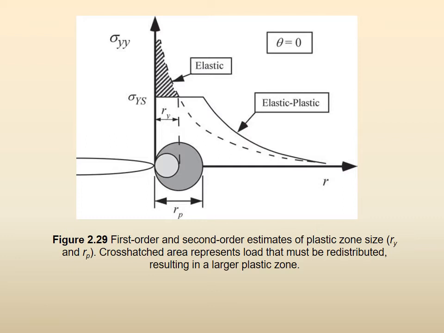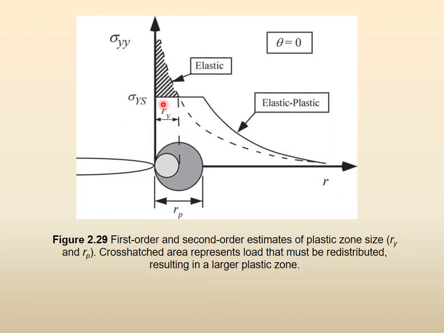If you see here, now they are not showing a sharp crack. They are already showing a slightly blunted crack, but that is okay. Here is the distance from the crack, R, and there is the sigma yy. Now at sigma ys, right, they have this line here, so when sigma yy is equal to sigma ys, then yielding will occur.